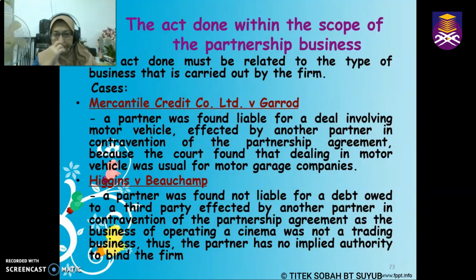Because in this case, the court held actually the firm is not liable for the debt owed to a third party, whereby this debt is being affected by one of the partners, and this also contravenes the partnership agreement. In the case of Garrett, it also contravened the partnership agreement. The difference here is that this is the business of a cinema, and the court held this is not a trading business, and what is being done by this partner is not something related to the type of a cinema business. So that's why in this case, the court held the firm is not liable.